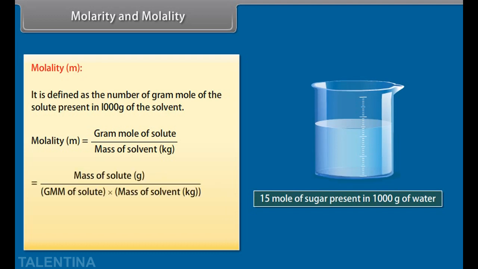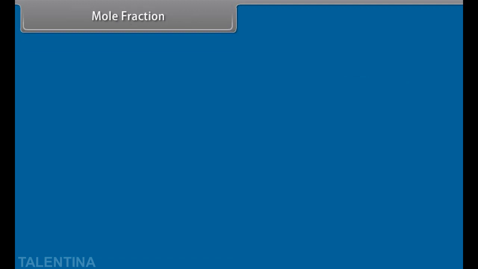Mathematically, molality, represented by small m, is equal to WB in grams divided by the product of the gram mole mass of B and WA in kilograms. A solution containing 1 mole of solute per 1000 grams of solvent has molality equal to 1 and is called a molal solution.